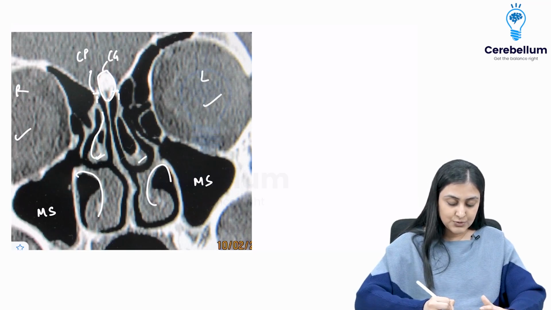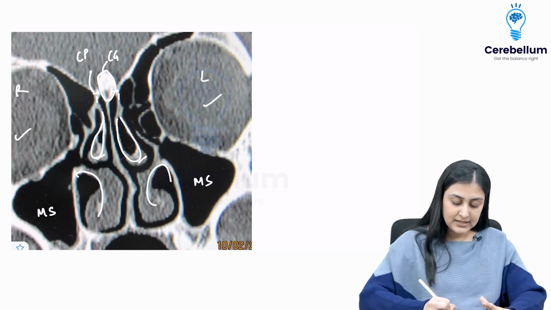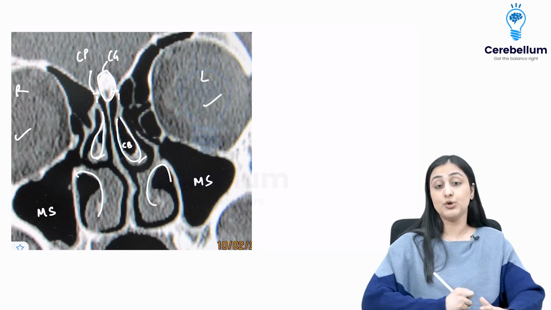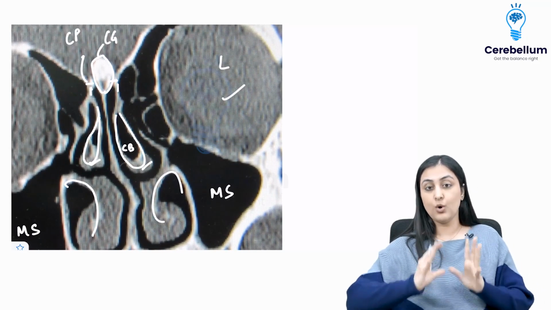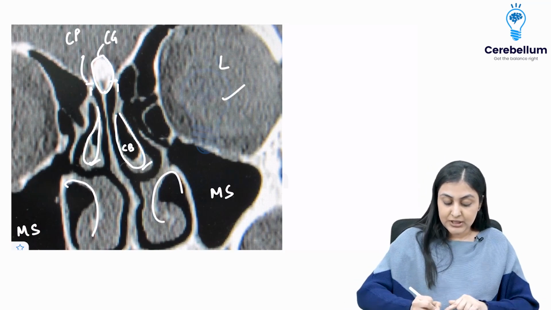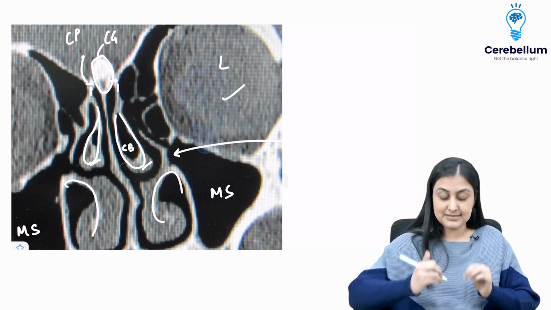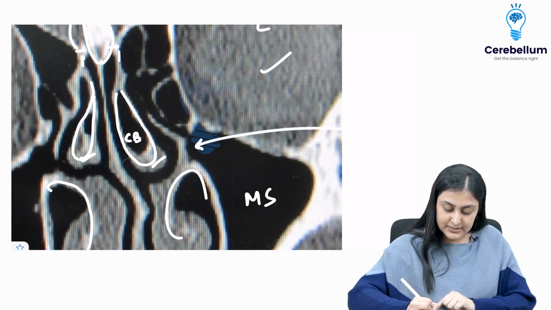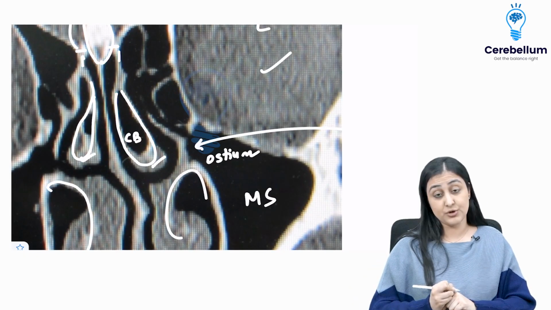First of all, what are you seeing? The middle turbinates are pneumatized. So what do I call that? I call it concha bullosa. Now let's focus our attention here, which is the osteomeatal unit. So when we are looking here, this part where the maxillary sinus ostium is forming, this is the ostium. Okay, so this is the maxillary sinus ostium.